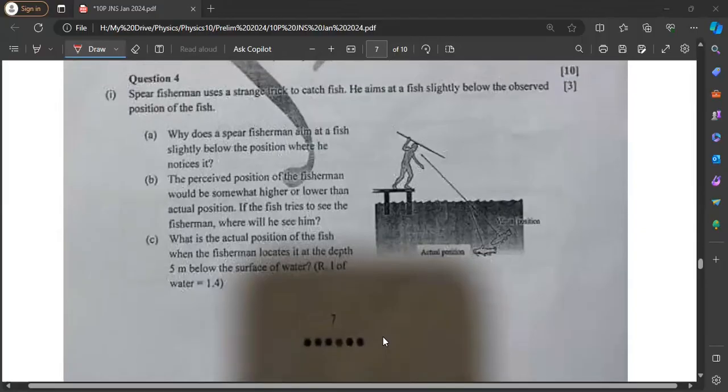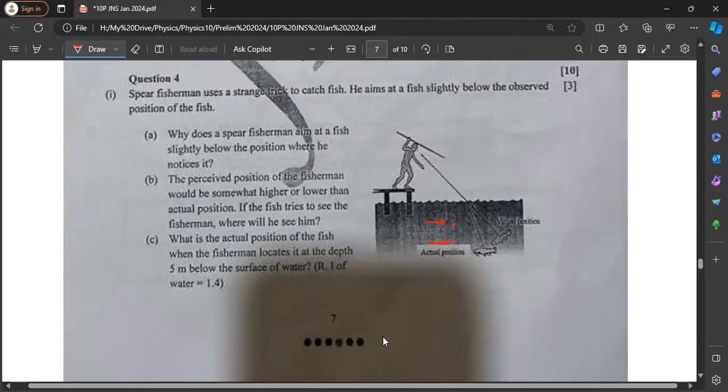Okay, question number 4. A spear fisherman uses a strange trick to catch fish. He aims at a fish slightly below the observed position of the fish. Why does the spearman aim slightly below the position? Because of the refraction of light. When a person in the rarer medium looks at anything in a denser medium, it appears to be raised. So this is the real position and this is the apparent, or perceived, position.